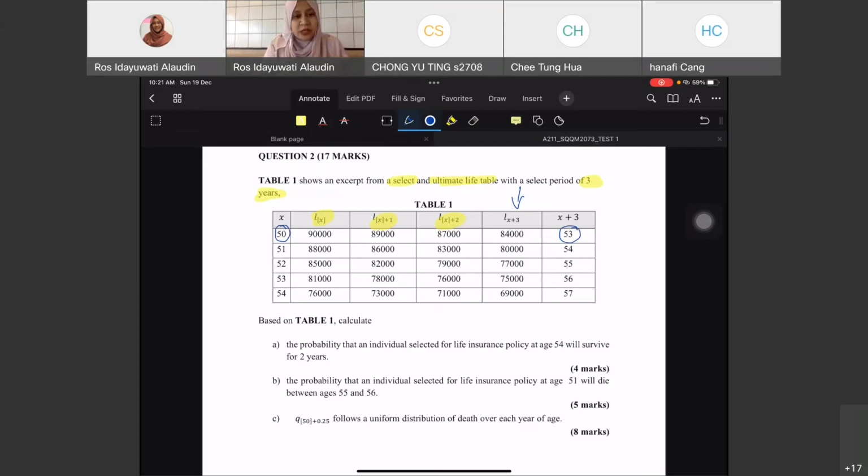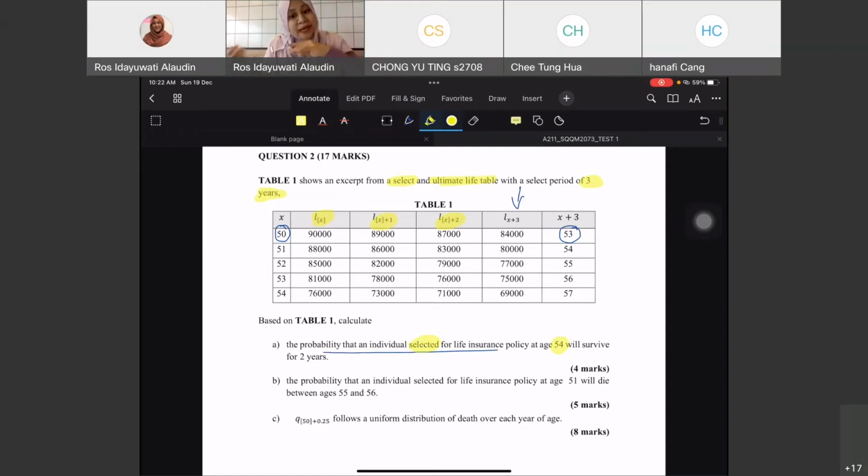Okay, first of all, after you already understand what kind of table this is, then you can answer the question. The probability that an individual selected for life insurance. The keyword here is selected. So you know that it comes from the select life table, selected group at age 54. He passed the medical examination and joined the select life table at age 54.